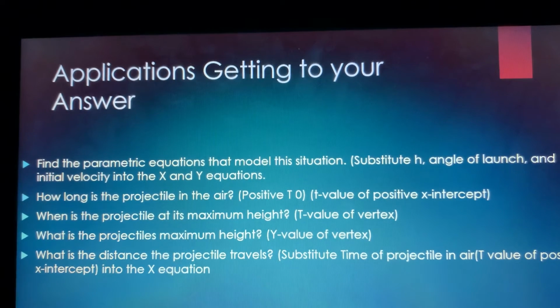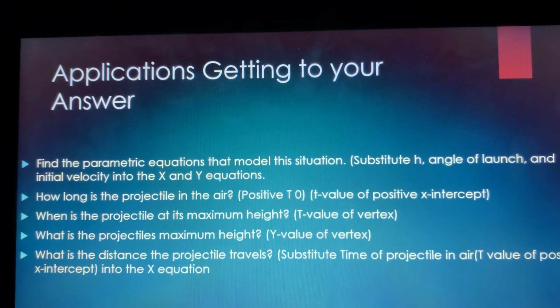It's going to be the positive t0, also known as the t value of the positive x-intercept. Because remember, in parametrics, the y-axis, the up and down axis, is height. However, the x-axis is time in seconds. So the zeros are going to be when the height is 0, which is also when it lands. So how long will that be? What will the time aspect of that be?